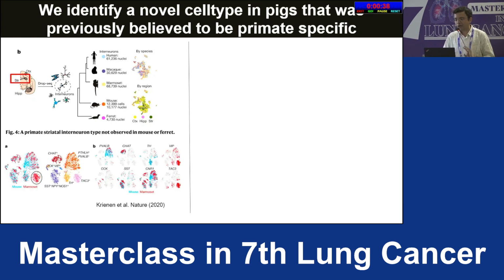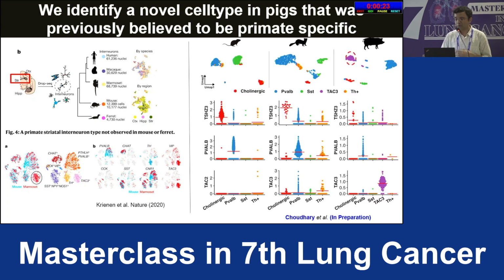So very quickly, one of the results I wanted to highlight is, why am I doing this, right? One of the reasons we are interested in this technique is that I was able to identify a novel cell type that was previously claimed to be primate specific. It was present in humans and macaques, but not in ferret and pig. We show that this cell type, TAC3 interneurons, is actually present in pig, but not in mouse and ferret, and is not primate specific as was claimed previously.